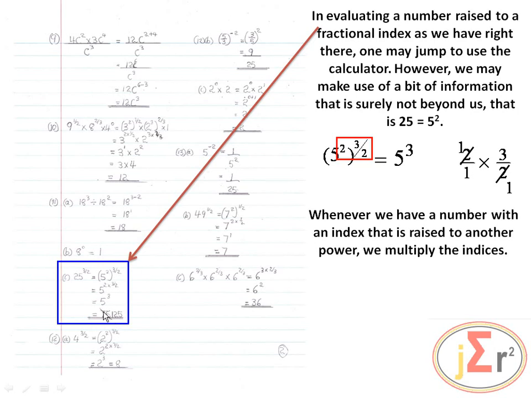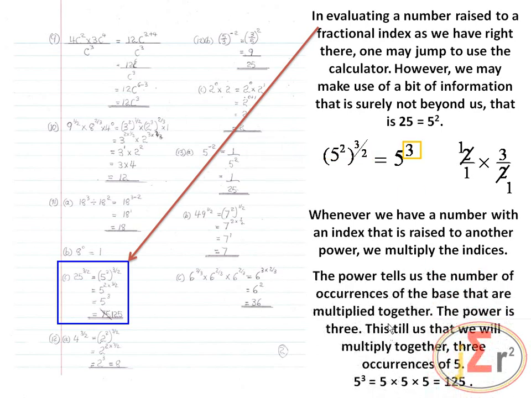75 was crossed out as an incorrect answer. The answer is 125. But let us see what we make of it.